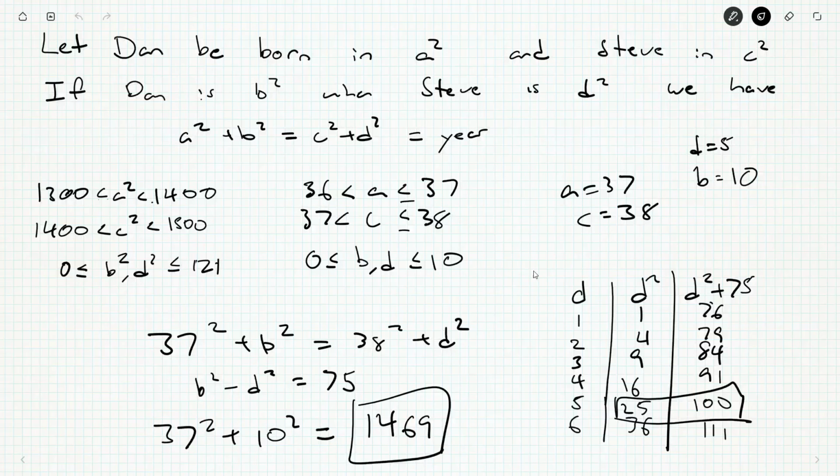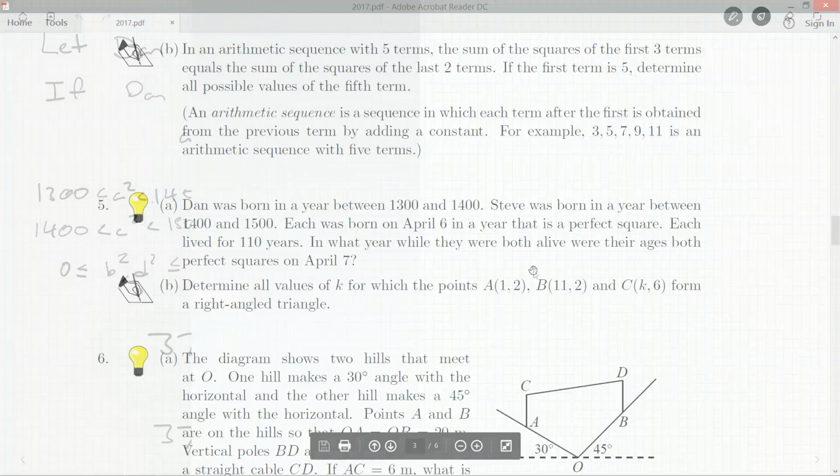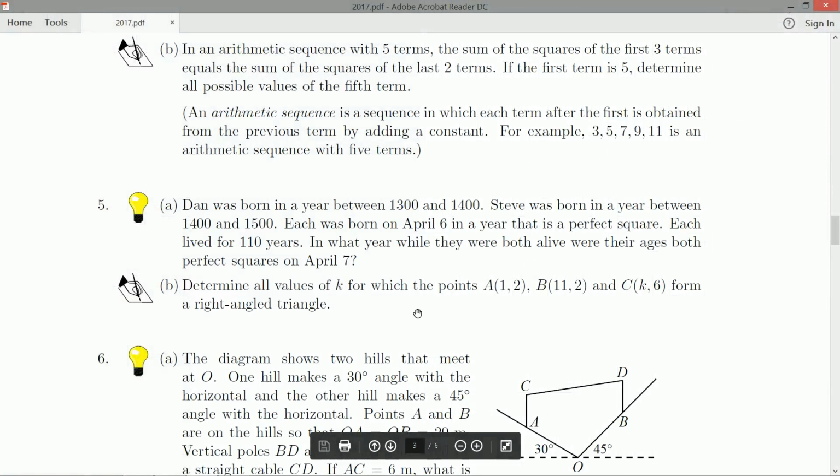Okay, so I'll flip the page because we've got part B left to do, and in part B we actually have to write things up. Determine all values of k for which the points (1, 2), (11, 2), and (k, 6) form a right-angled triangle.